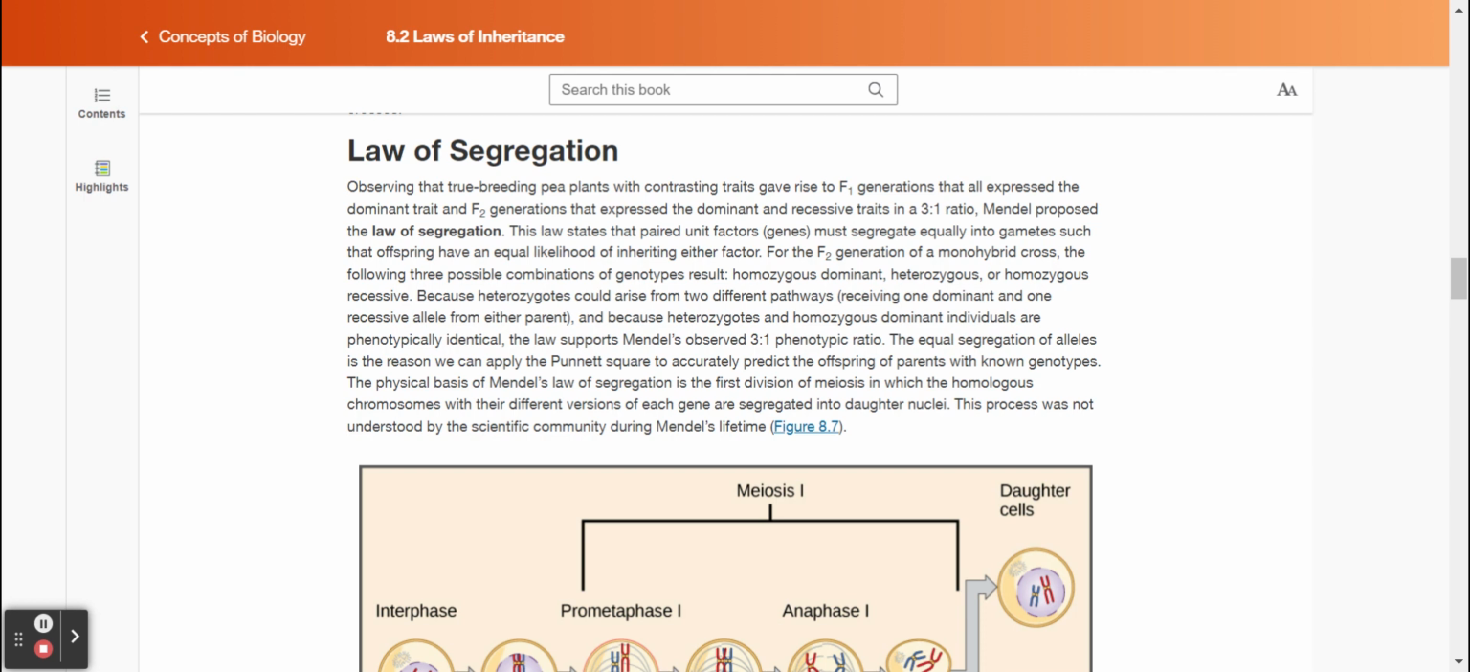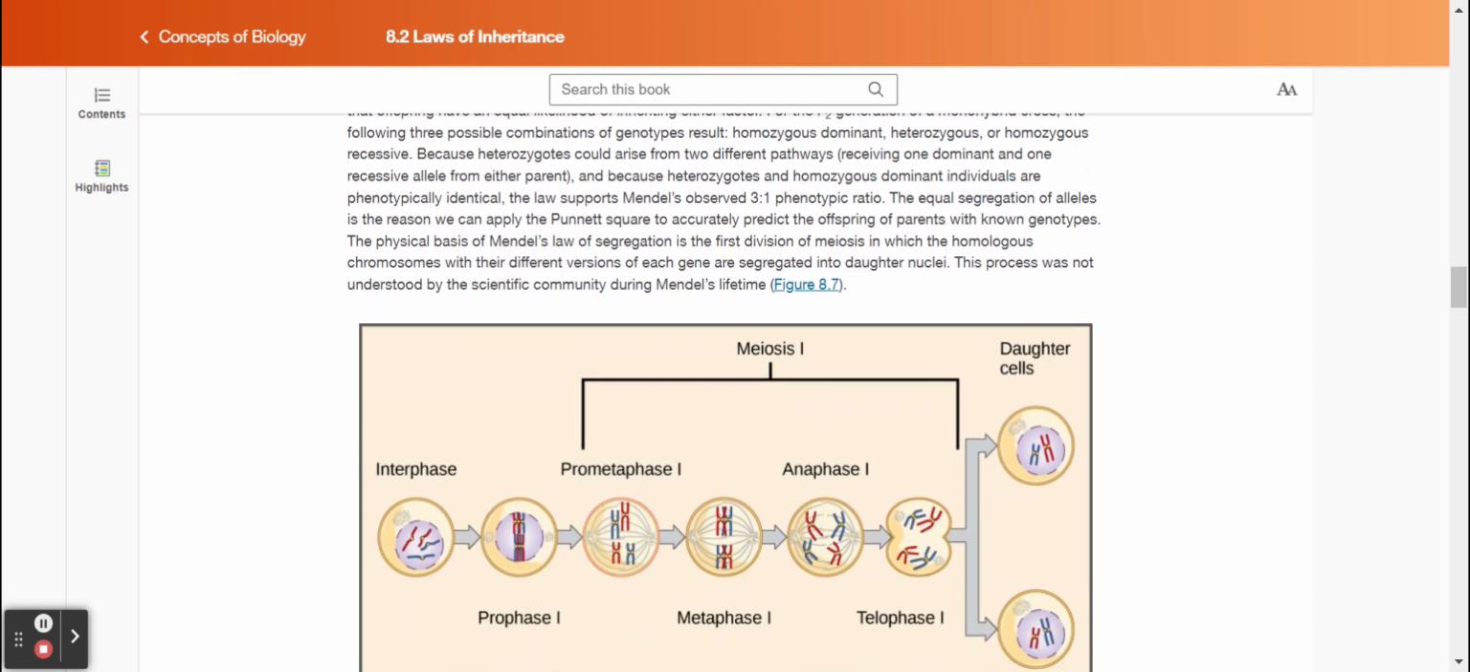For the F2 generation of a monohybrid cross, the following 3 possible combinations of genotypes result: homozygous dominant, heterozygous, or homozygous recessive. Because heterozygotes could arise from 2 different pathways, receiving one dominant and one recessive allele from either parent, and because heterozygotes and homozygous dominant individuals are phenotypically identical, the law supports Mendel's observed 3-to-1 phenotypic ratio.